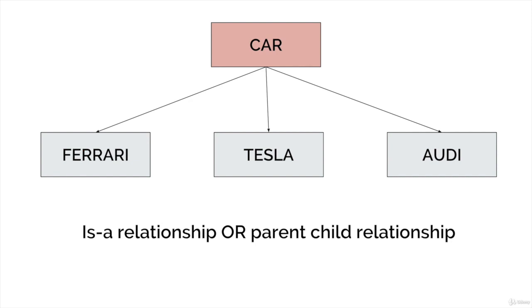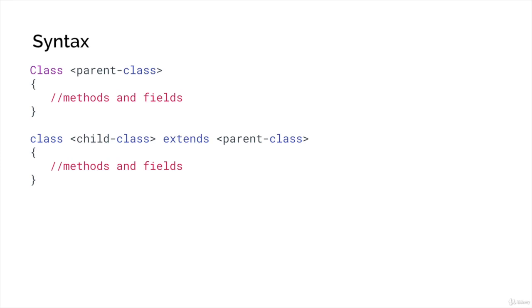Now this is an example of a scenario in the real world. If you have to represent this relationship between Ferrari, Tesla, Audi, and car, we have to represent it in this way. This is the syntax of representing inheritance in the world of Java. We can define class over here: class, parent class.